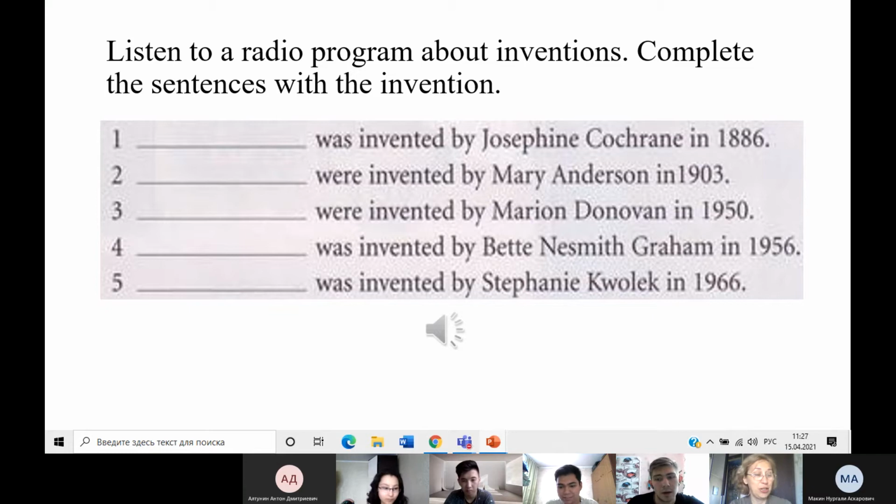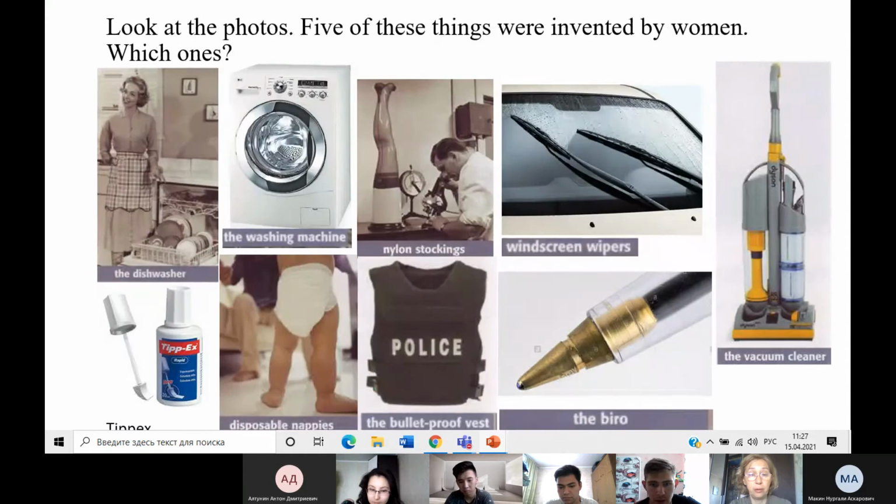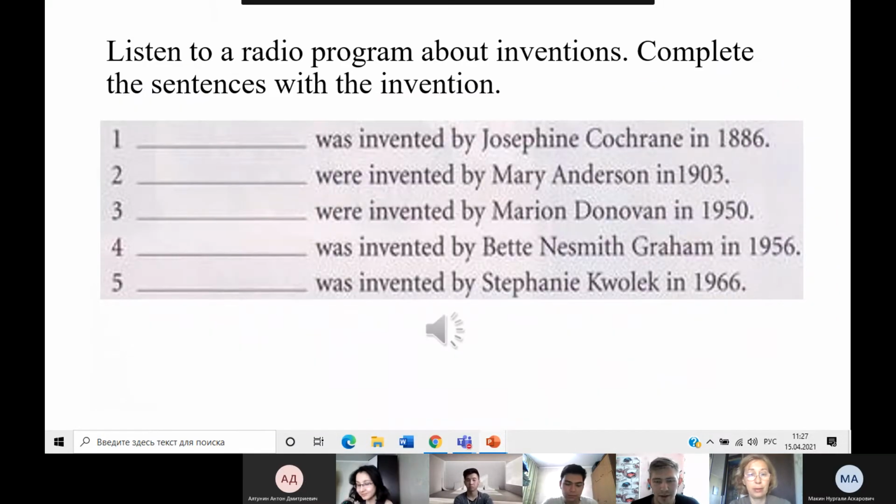Stephanie Kwolek, what did she invent? She invented some specific kind of material. And this is the name of the material. What is it? Kevlar. Kevlar, yeah. And Kevlar is used in what kind of dressing? Or not dressing, just what kind of things that people just put on? Yes, Ilham, what is it? Bulletproof vest. So, yes, it was invented by Stephanie Kwolek in 1966. Okay, so it's interesting.